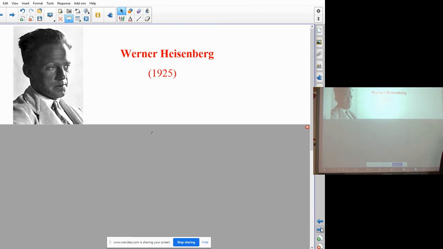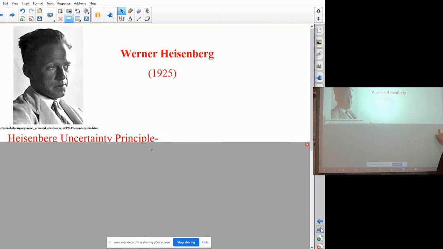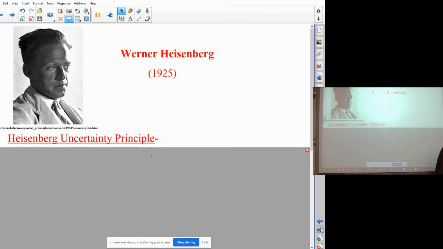Werner Heisenberg was working in also the 1920s, and he was also trying to figure out where these electrons are. And what he deduced is called the Heisenberg's uncertainty principle.